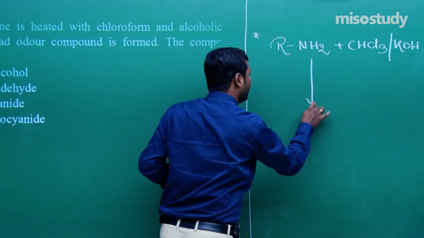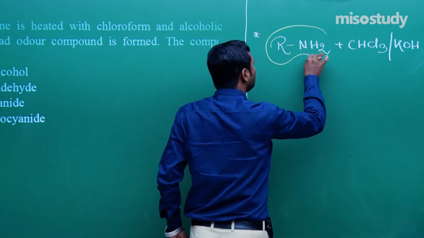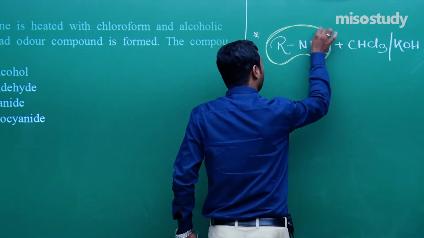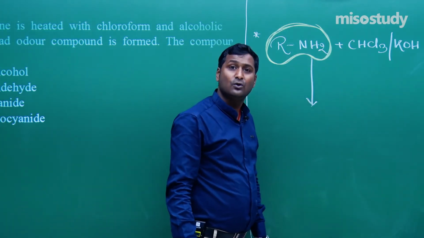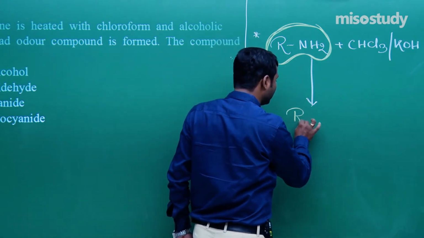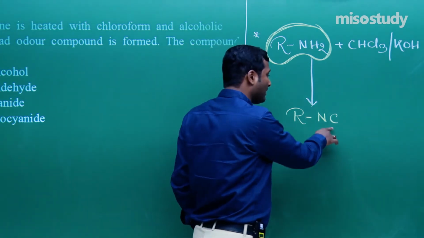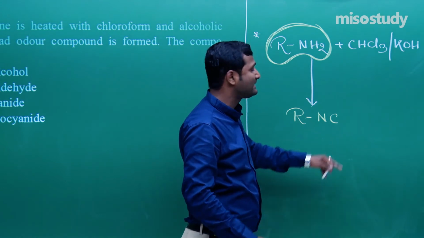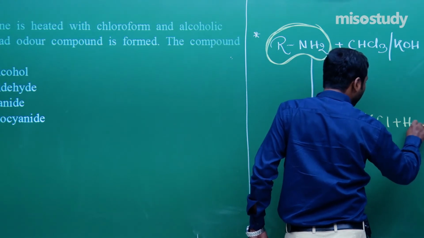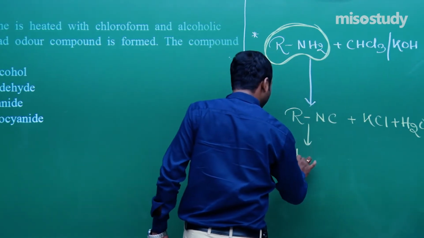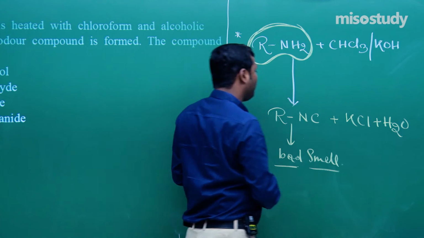Then what will happen? This is the simple method of conversion of an amine into isocyanide. So the product is RNC, not RCN. CN is cyanide and NC is isocyanide, and the byproducts are KCl plus H2O, and these have a bad smell. Clear? These have a bad smell.